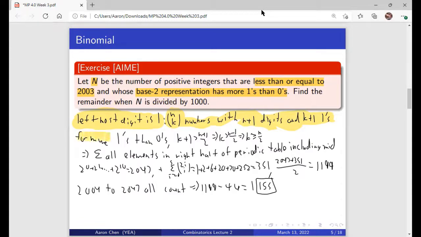And so that means that for there to be more ones than zeros, that would have to mean that k plus 1 is greater than (n plus 1)/2. And so that would imply that k is greater than (n minus 1)/2, or k is at least n/2.